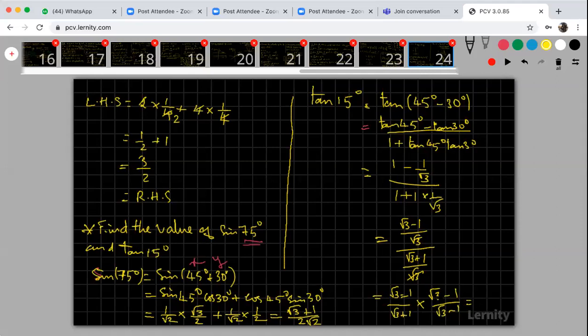So what is this? Root 3 minus 1 the whole square. This is root 3 minus 1 the whole square, but here root 3 square minus 1 square. The denominator has the a square minus b square formula: a plus b, a minus b is a square minus b square. Here we have a minus b the whole square. Then simplify.